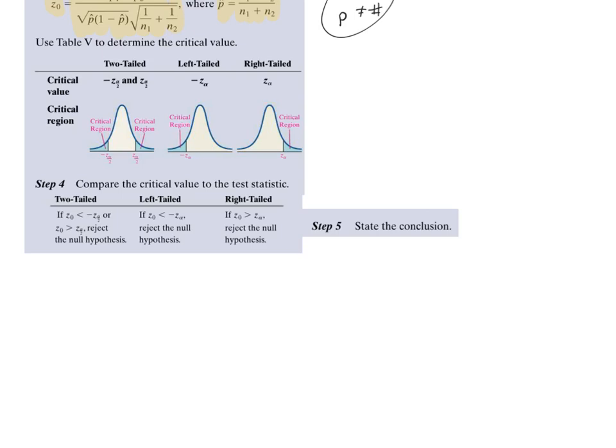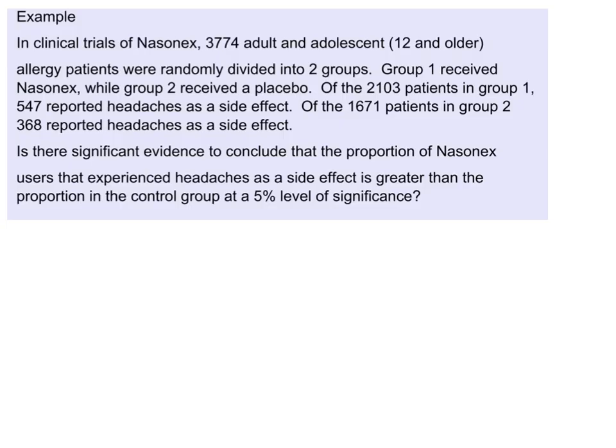Same concept, same process. Now we get to our first example, and pause the video if you want to read through it once and try to pick out the important pieces. Okay, so now I'm going to highlight them. We have Nasonex. This many people tried Nasonex. And the groups were divided so that this many people were in group 1, and this many people got headaches. This many people were in group 2, and that many people got headaches.